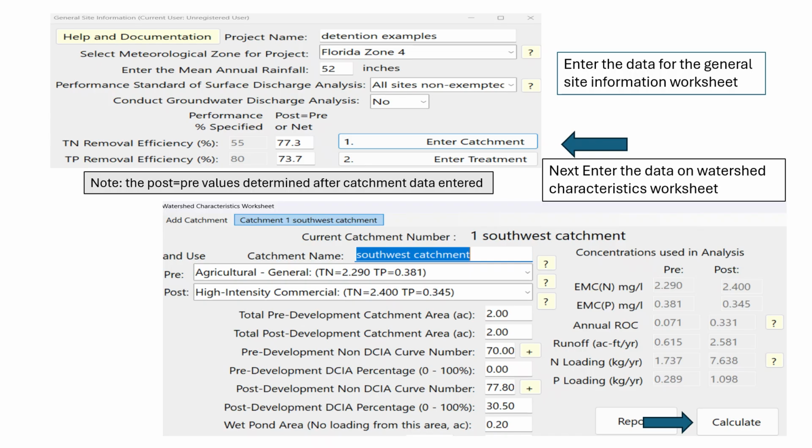To begin, you will enter the necessary data into the General Site Information worksheet. Following that, you'll proceed to enter data on the Watershed Characteristics worksheet. It's crucial to understand that the post equals pre values, which establish the net improvement performance standard, are determined only after all the individual catchment data has been fully entered. A specific consideration involves wet ponds or wet areas that do not contribute annual runoff. If such an area is present and its total area is entered, you'll also separately enter the wet pond area. This ensures that the system correctly processes the data, preventing the runoff and loadings calculations from including the runoff from that wet area.